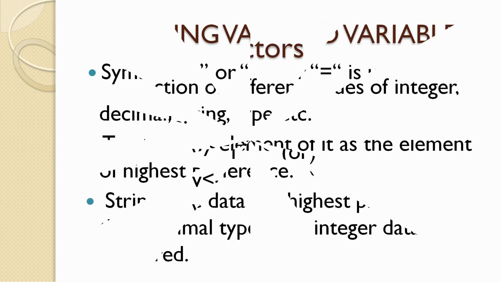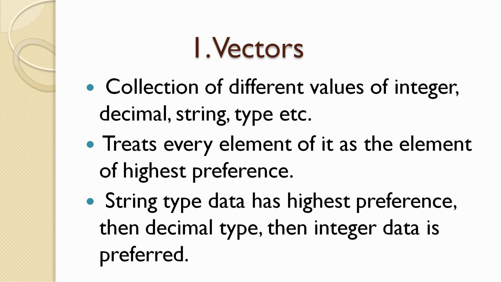Let us come back to our data types, in which the first data type is vectors. A vector is a collection of different types of values: integers, decimals, strings, and other types. Here, each element is not treated differently. Every element has its preference. If any one of the elements is a string, then the entire set of elements is also considered as strings. If any one of the elements is a float, then the entire set of elements is treated as float or decimal point. If any one data is of integer type, then the whole set of data is treated as integer type. Thus, it depends on the preference of the data element.